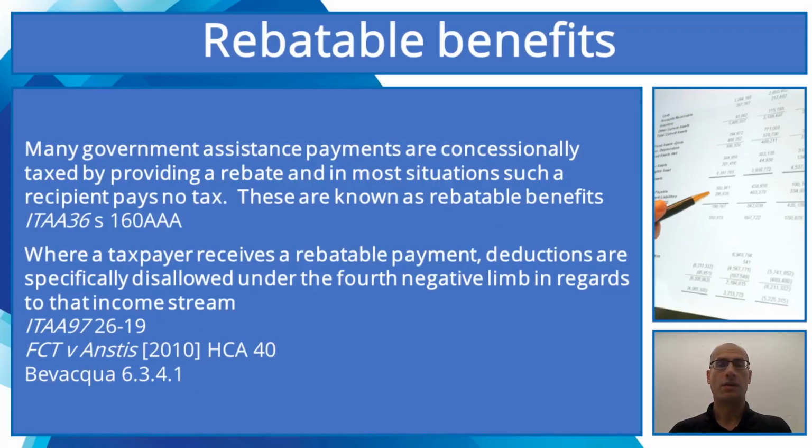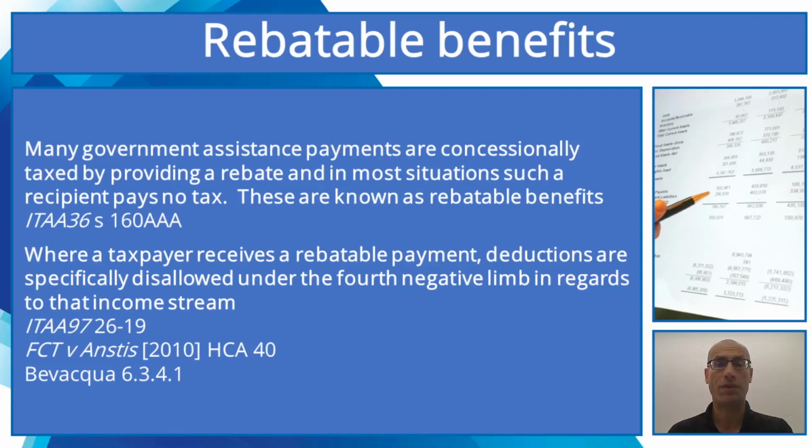With many of those government assistance payments, they receive a sort of concessional tax method, in that it's actually ordinary income. So it's just ordinarily considered to be income, ordinary concepts, and it's just added to the amount of income that you earn in a particular year. And the idea is that in regards to those amounts, they also receive a rebate. And so those government assistance payments are known as a rebatable benefit. And that's defined in the old Tax Act in section 160AAA.